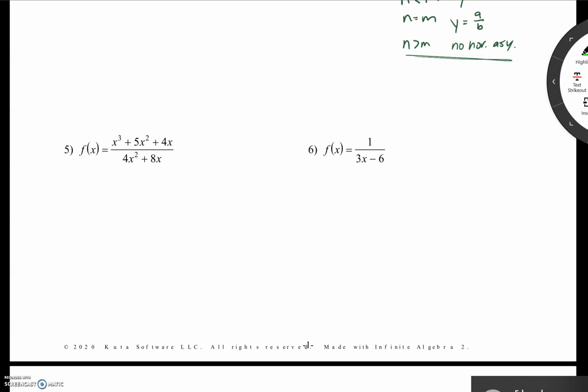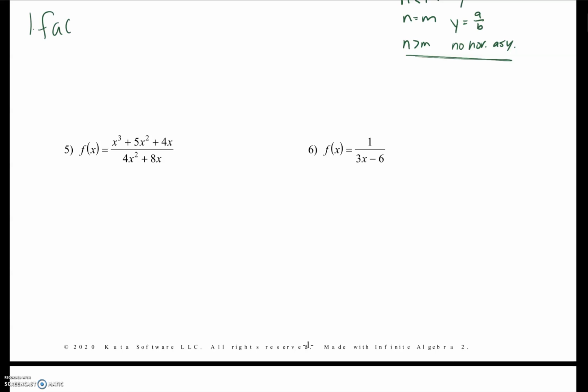Hello, Algebros. We are going to do number 5 next. So our first step is always to factor the top and bottom. So step 1, factor top and bottom.